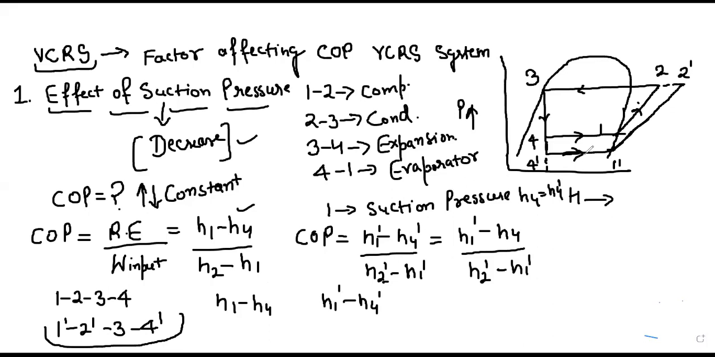If you just look at the graph, this is my 1 dash and this is my 1. So the value of enthalpy at point 1 dash will be H1 dash, and the value of enthalpy at point 1 will be H1. So obviously we can say that the value of H1 is more as compared to H1 dash, whereas the value of H4 and 4 dash are both the same. So which will have the higher value, H1 minus H4 or H1 dash minus H4 dash? Anyone? Obviously, if H1 is more, then this value is more than H1 dash minus H4 dash.